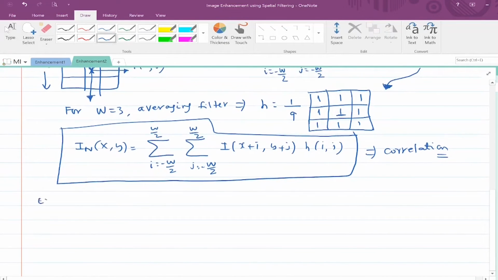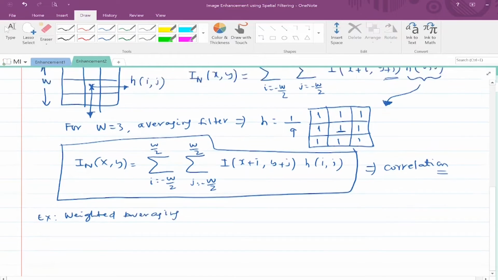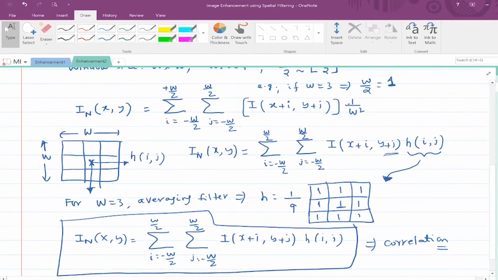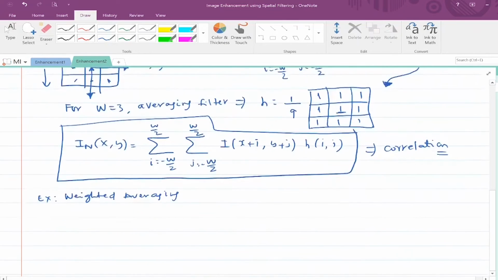Before going further, just let me take one more example. Suppose I want to do weighted averaging here. If you notice in the earlier averaging example, all the pixels are contributing equally over the entire neighborhood. Suppose now I want, while computing the new pixel value, to give more weight to the pixel value at the center. The immediate neighbors are the 4 neighbors, right? This and this are immediate neighbors to it. These are the diagonal neighbors. So less weight to the diagonal elements, I would like to reduce it.